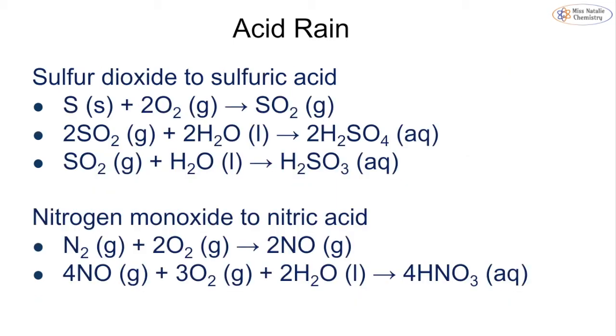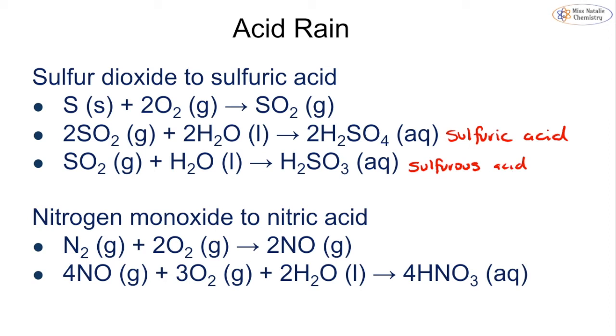So just a few examples to show how this works in terms of equations. You have the sulfur burning with the oxygen to form SO2. That can react with the water to form H2SO4, which is sulfuric acid. Or if it only reacts with 1 mole of water, then we make H2SO3, which is sulfurous acid, but still just as dangerous in terms of acid rain.